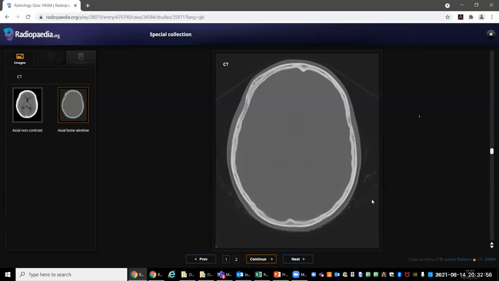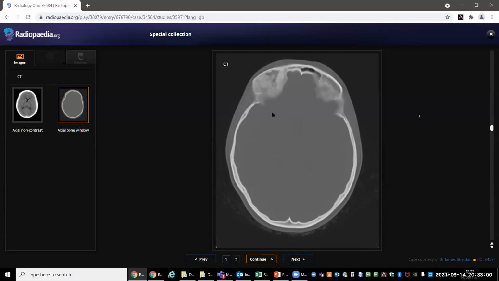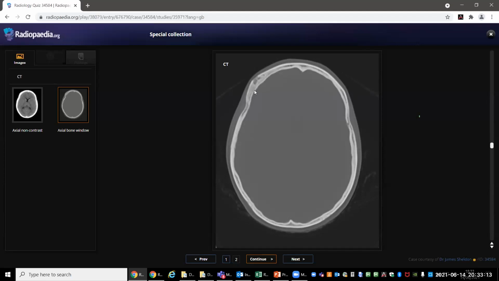This is not an aggressive lesion. I don't know why you think it is, but it's very well contained. It has a narrow zone of transition, and you can see that it has this ground glass appearance. So what do you think? Fibrous dysplasia. This is a case of fibrous dysplasia.